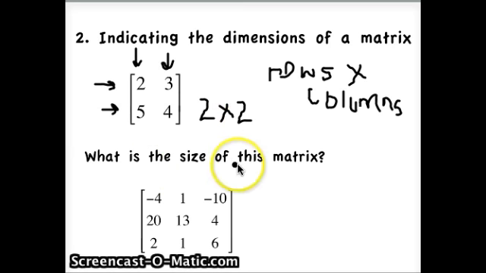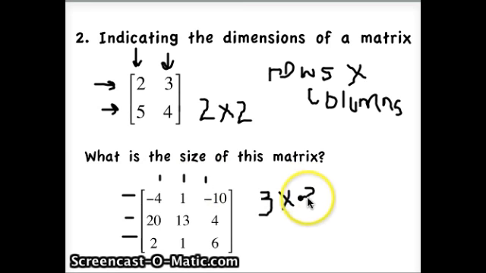Okay, so if we look at the first one, remember our rows go across. So there are 1, 2 rows. So this is going to be a 2 by, we write the X, and then we have the number of columns. So 1, 2. This is a 2 by 2 matrix. Okay, so what's the size of this matrix? Again, we're going to do the number of rows, 1, 2, 3, so 3 by, and the number of columns, 1, 2, 3, 3 by 3. So when indicating the size or the dimension of a matrix, we do number of rows by number of columns. So 2 by 2, 3 by 3. Those are the sizes. Notice that they're different.